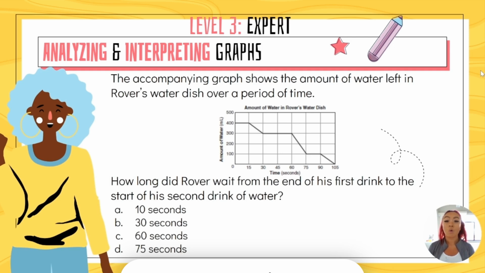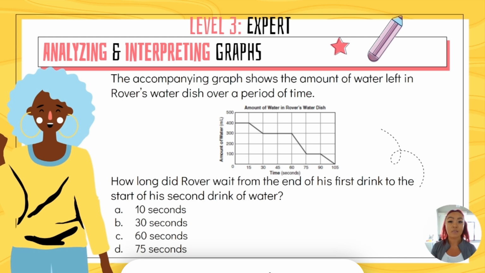And Level 3 will analyze and interpret some more complex graphs. So the accompanying graph shows the amount of water left in Rover's water dish over a period of time. How long did Rover wait from the end of his first drink to the start of his second drink?